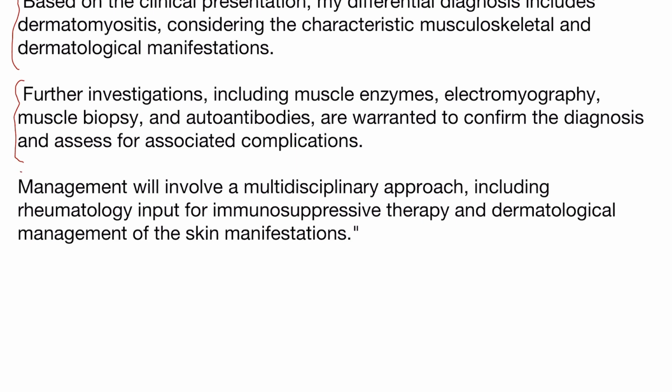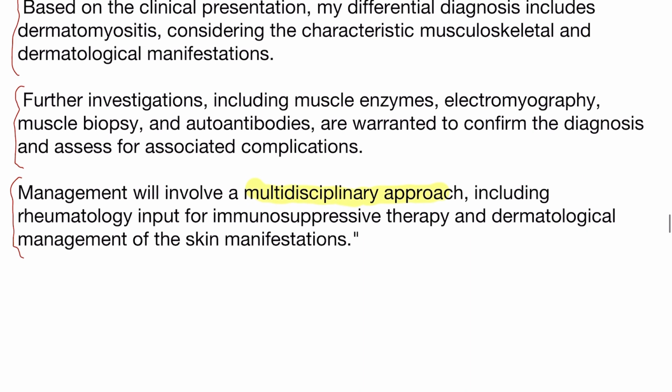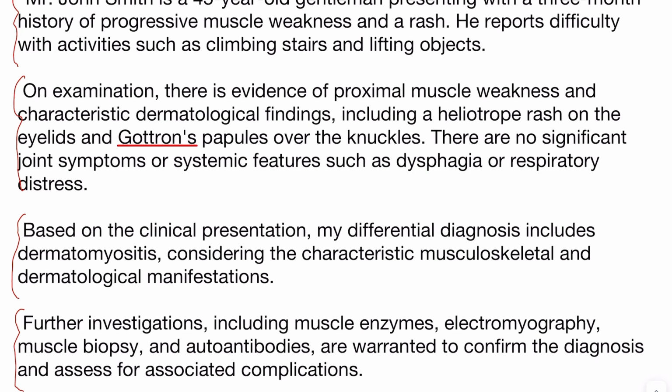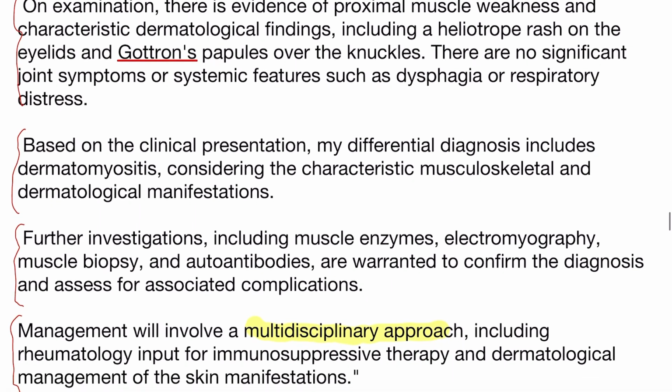And finally, you will talk a bit about the management. So management involves a multidisciplinary team approach, including rheumatology input for immunosuppressive therapy and dermatological management of the skin manifestations. So in your presentation, the structure is very, very important. Try to divide it into different sections. Start with the history, examination, and then the differential diagnosis, investigations, and management.